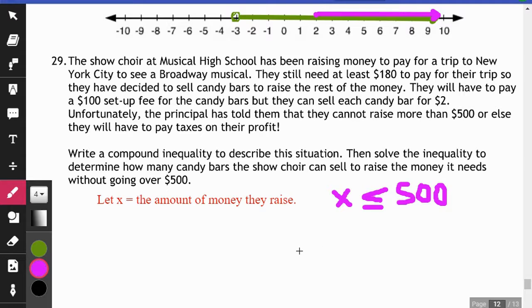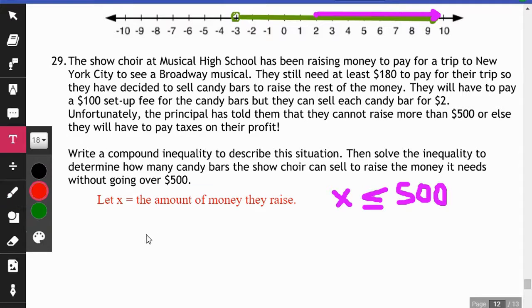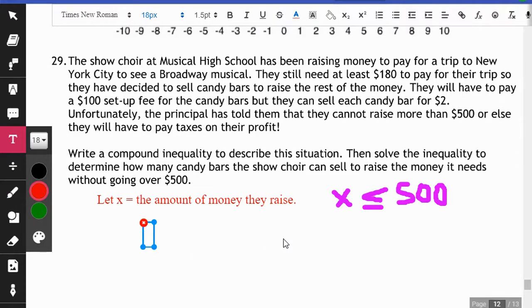Okay. All right, and now we're going to find the other part. They need $180, and they pay $100, but they sell for $2. So they need, let's see, the $100 that they pay. So $2 per candy bar.